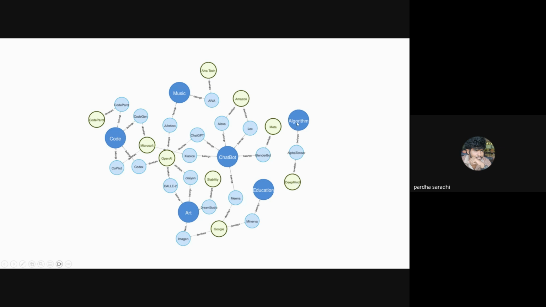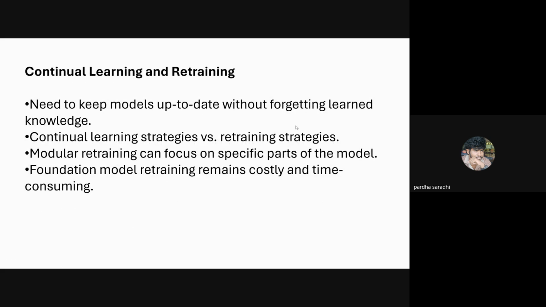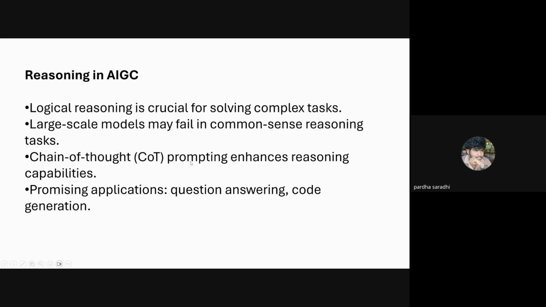DeepMind is trying to go for reasoning, and even now OpenAI and Microsoft will also try to contribute to it. So continual learning and retraining. And then in reasoning, people should always think about adding more reasoning to the system, so that it will try to think like a human. That is one important thing. And yeah, chain of thought and prompting.